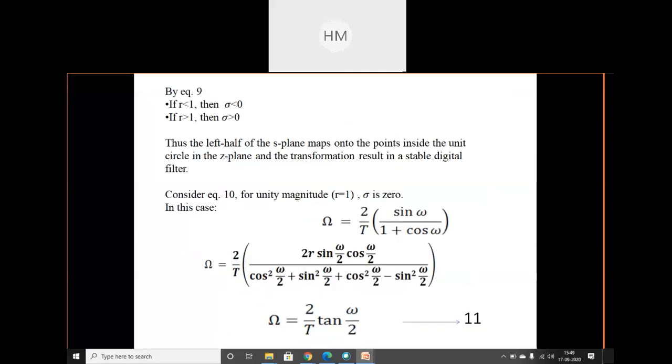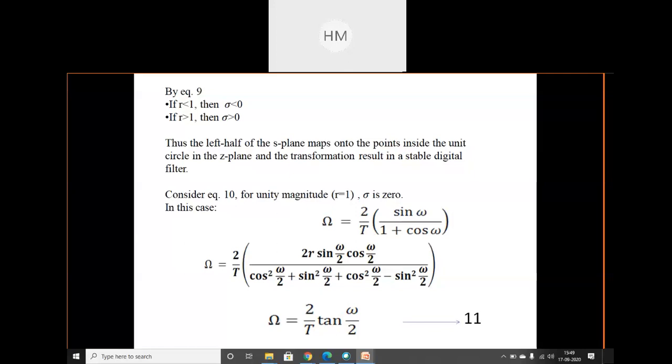Now we have seen two conditions, r less than 1 and r greater than 1, where sigma is less than 0 and greater than 0. Now the third condition is when r is equal to 1. At that time sigma is 0. What is the value of ohm when r is 1? In this case, ohm will become 2 by T sine omega upon 1 plus cos omega. Is it clear?